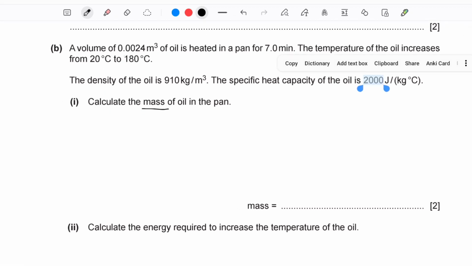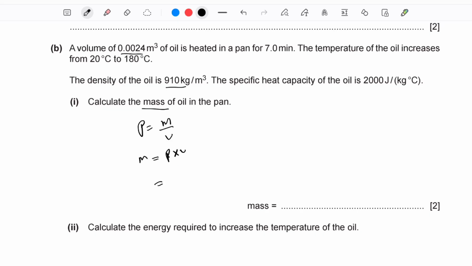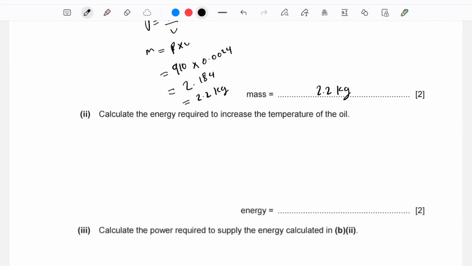So we know the volume and we also know the density. So we can use these two to work out the mass. We can use the equation density is equal to mass over volume, and we can calculate the mass. And that gives us 2.184. That's 2.2 kilograms. Calculate the energy required to increase the temperature of the oil.